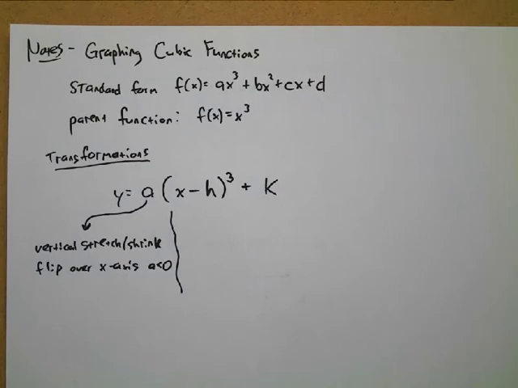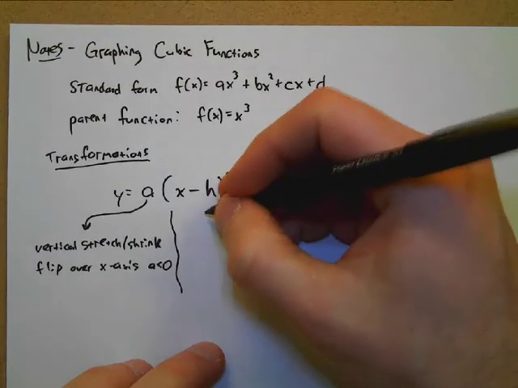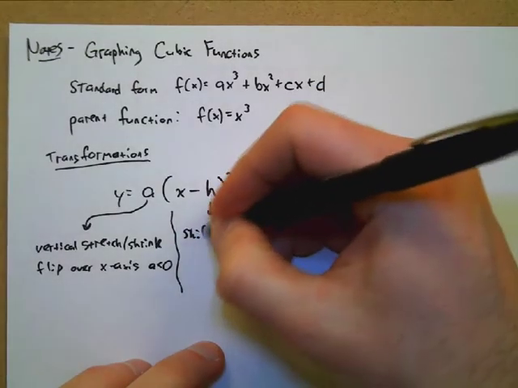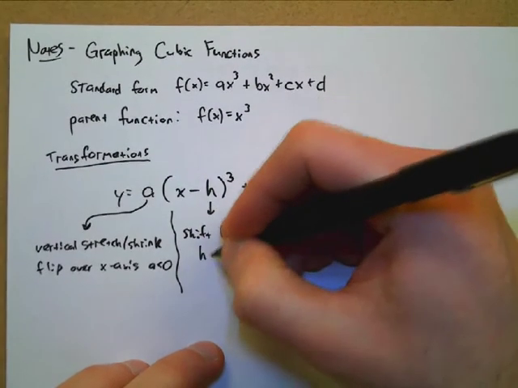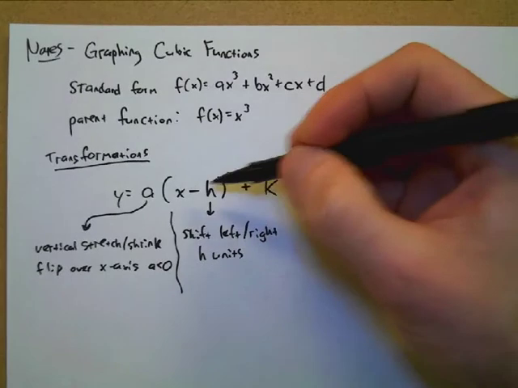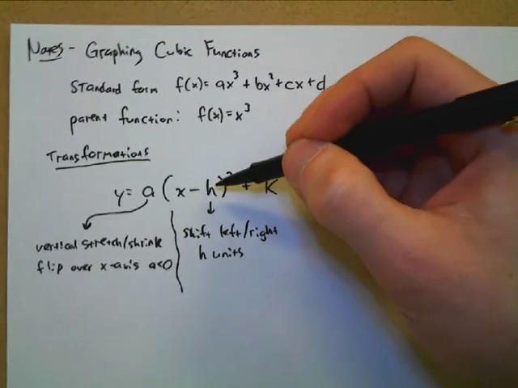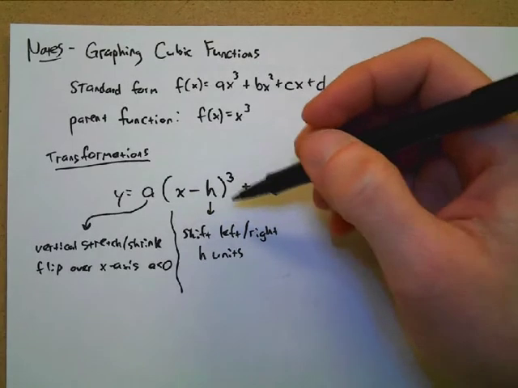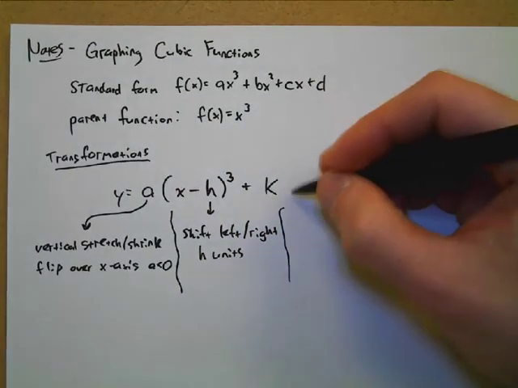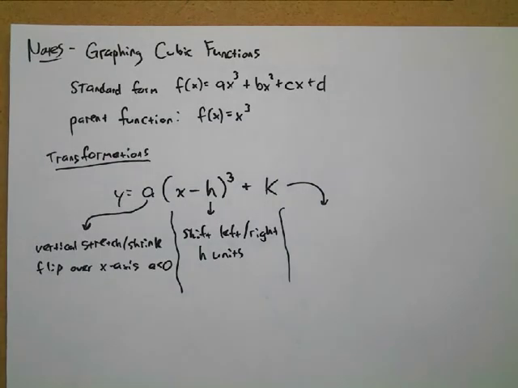Okay, H. What is that H going to do? That's in with the x. How's that going to transform things? It's no different than what we've been doing. Shift left or right, H units, the same way you saw before. If it's minus a positive number, you're going to go to the right. If it's minus a negative number or plus a number, you'll go to the left, that many units. And then what's that plus k going to do? Up or down. That's right.